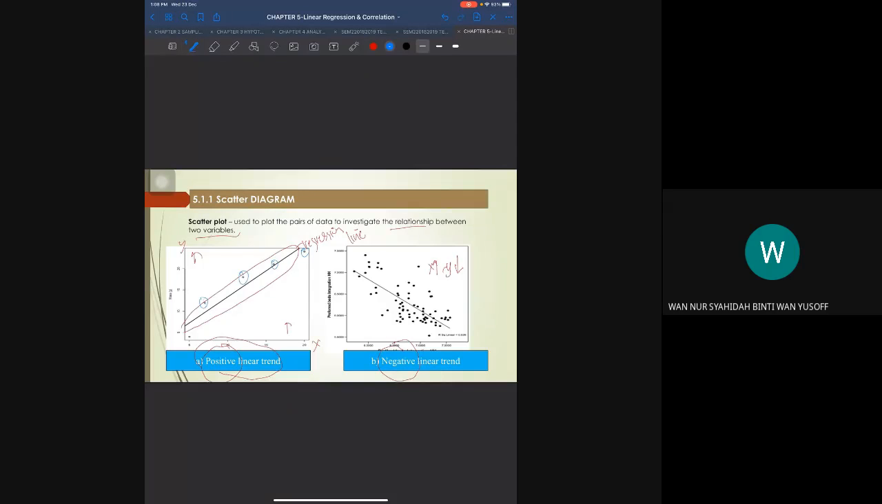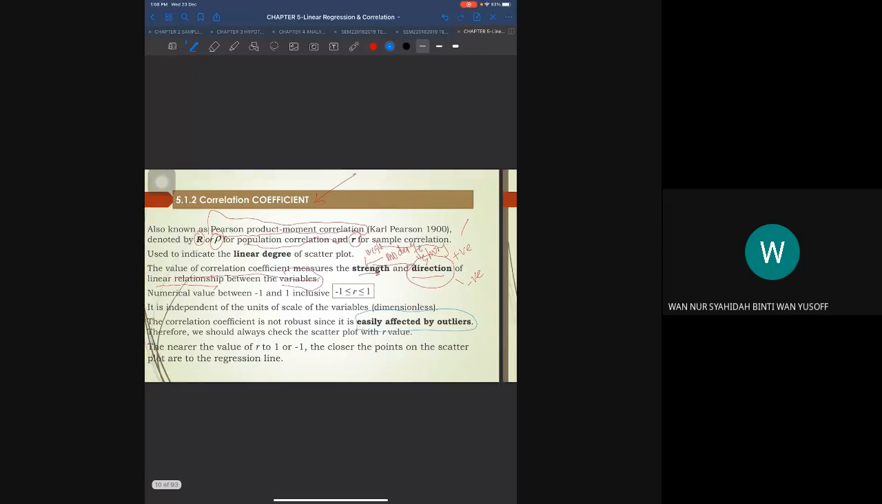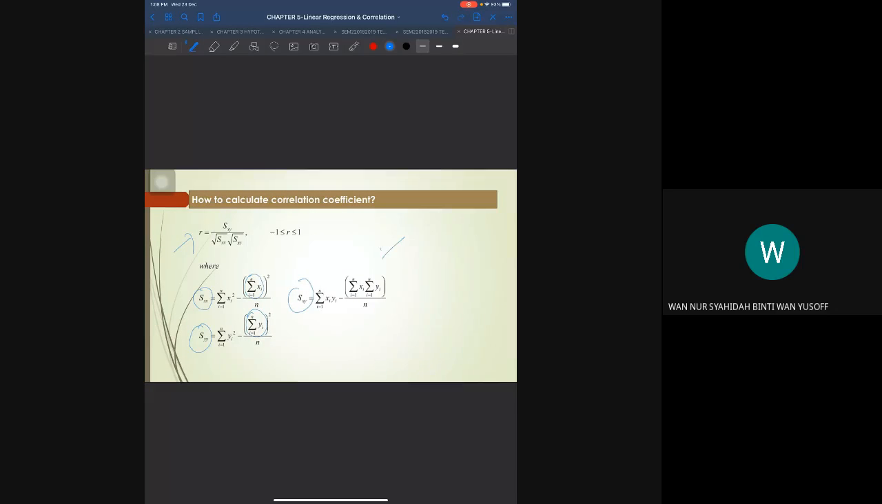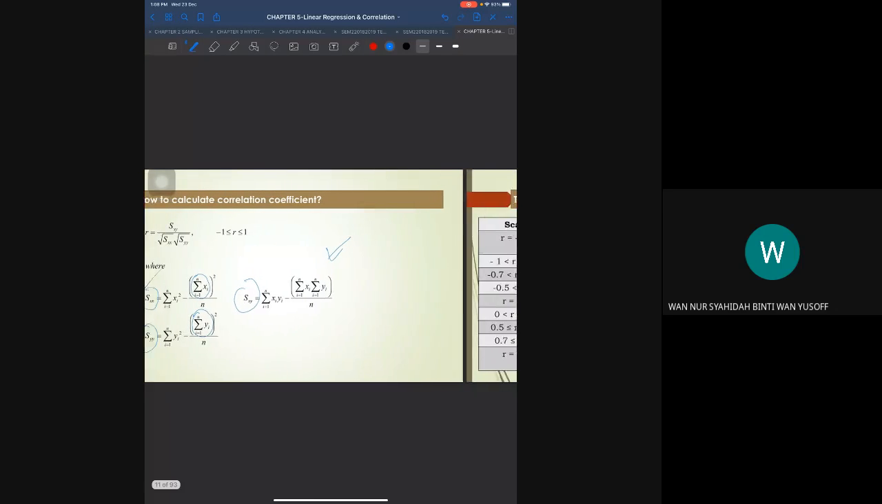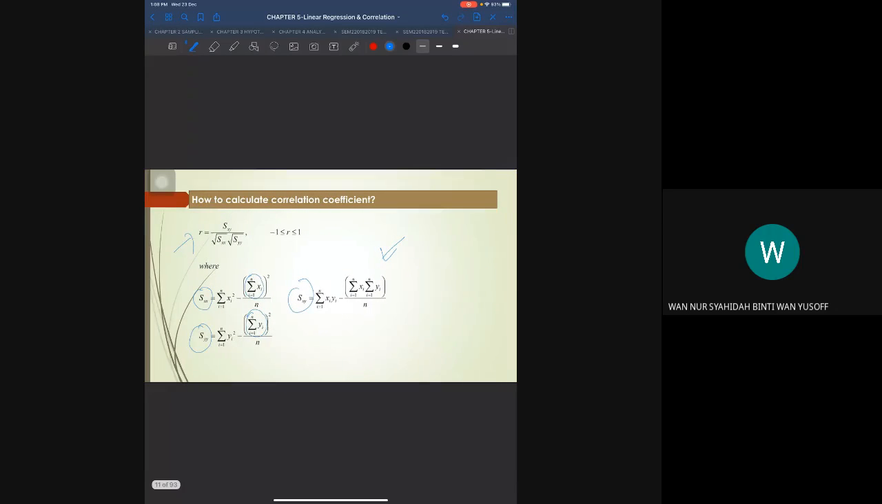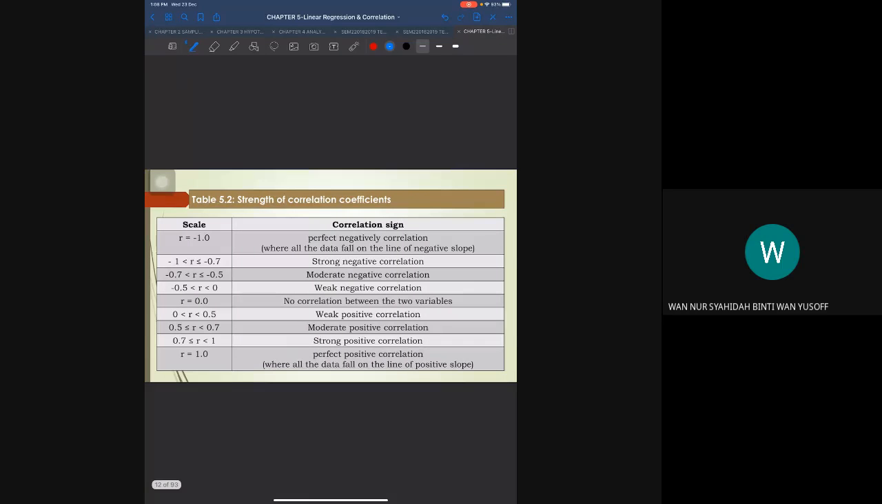Okay. So that means it will be a strong relationship. So this is the calculation. This is yours, you can watch the video. How do we calculate the R? Okay, so how do we discuss the strength? It is based on this table, based on the range of values.